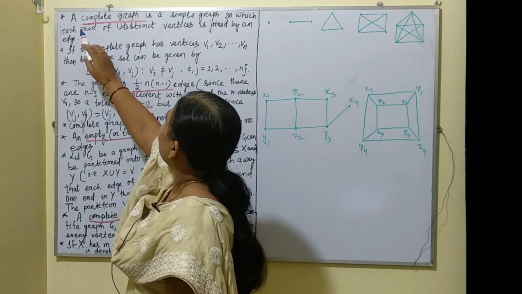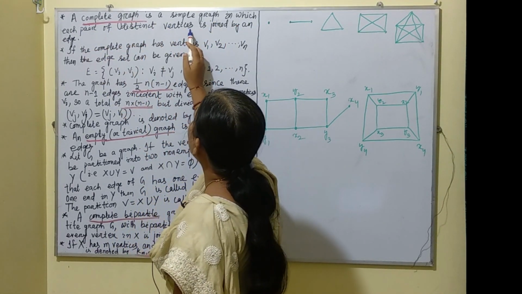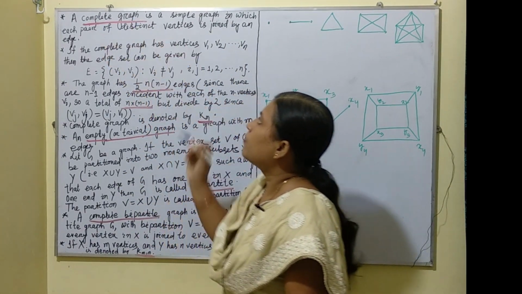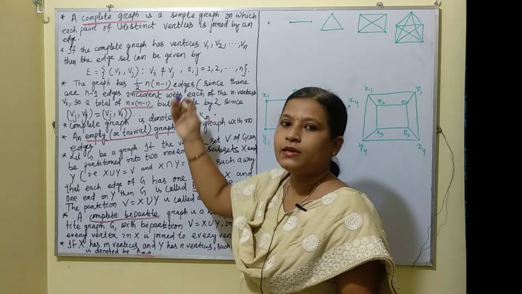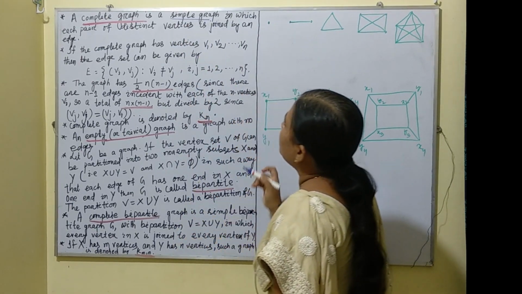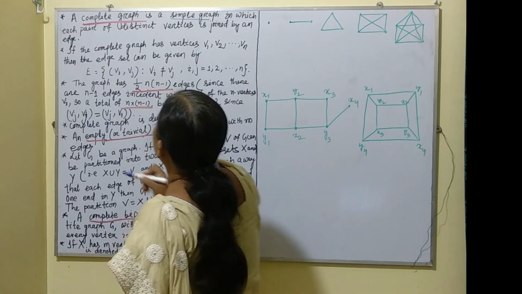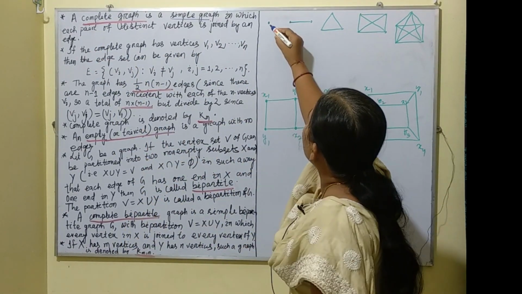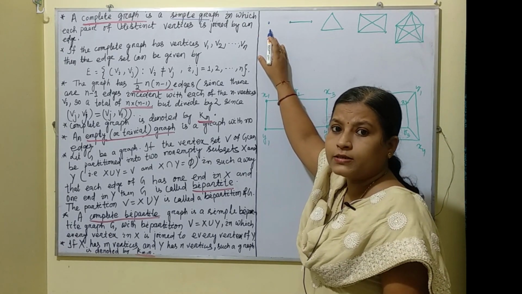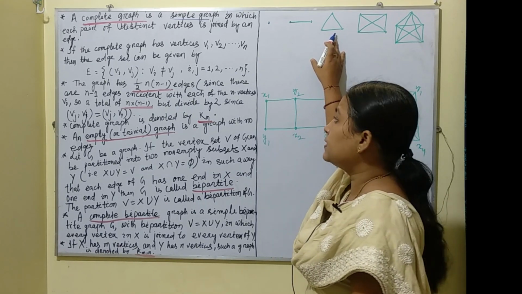A complete graph is a simple graph in which each pair of distinct vertices is joined by an edge. So first of all, a complete graph is a simple graph. That means there is no loop and no parallel edges, and each pair of distinct vertices is joined by an edge. Taking examples, this is a complete graph of 1 vertex, this is a complete graph of 2 vertices, and this is a complete graph of 3 vertices.